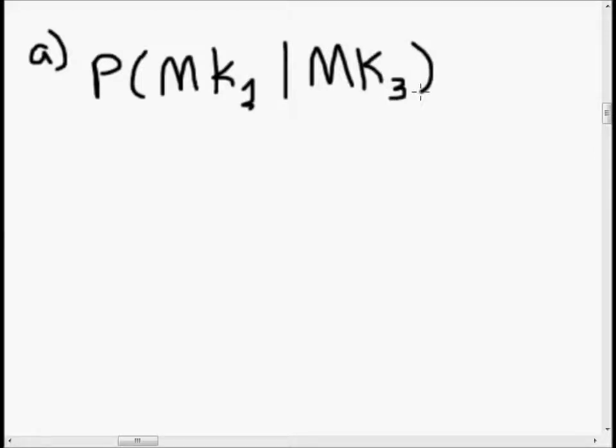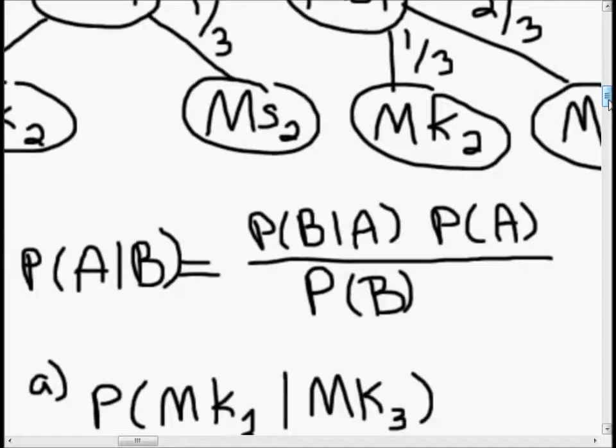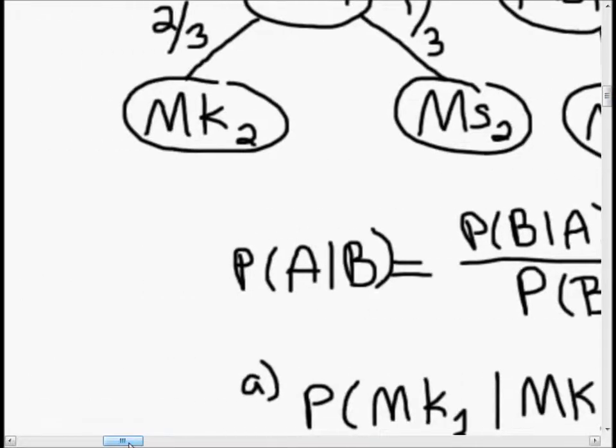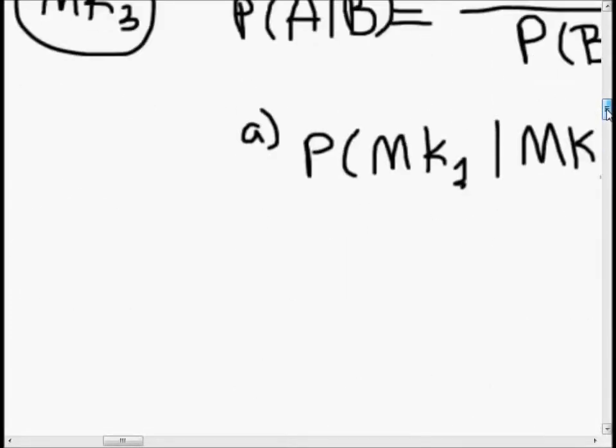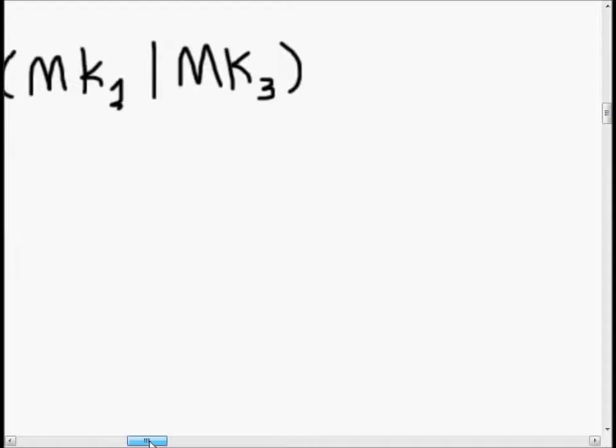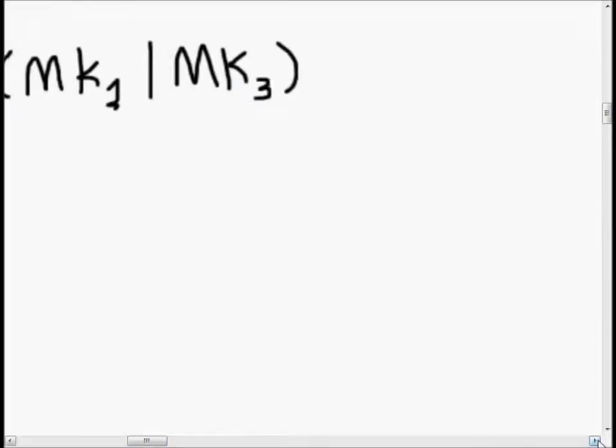We didn't go all the way down the tree, but if we were to continue down this tree, this would be MK3 here, and for every future shot, this stays the same. It's always a 2/3 chance to make it, so we could just keep going. We're not going to, because we're going to use the Bayes formula to do this. So this is how I think of it. I try to write it down in a way that makes sense to me.